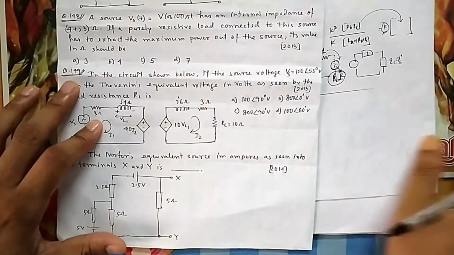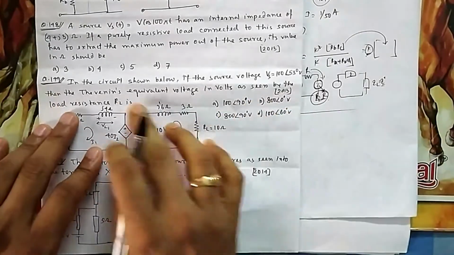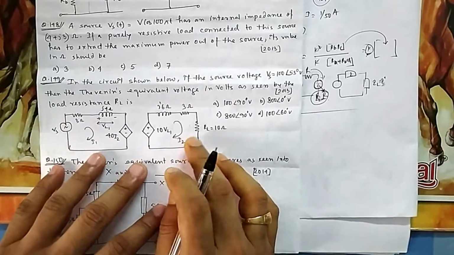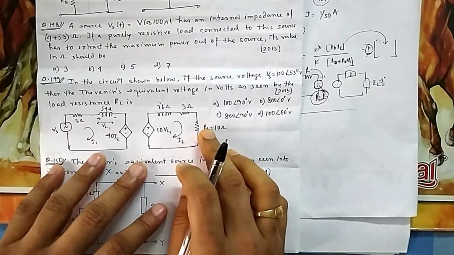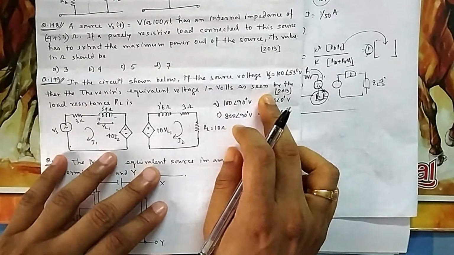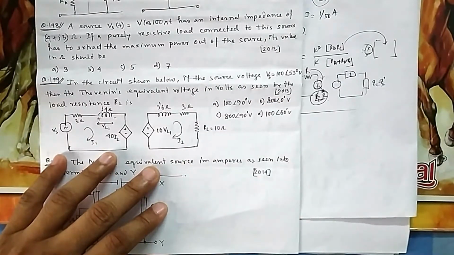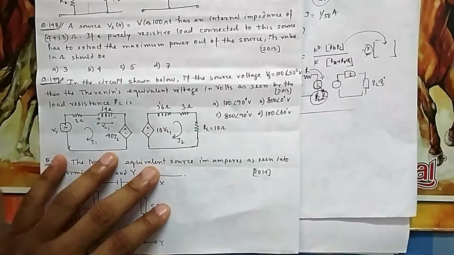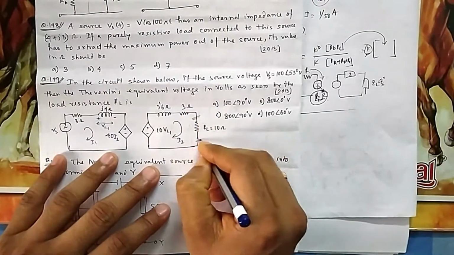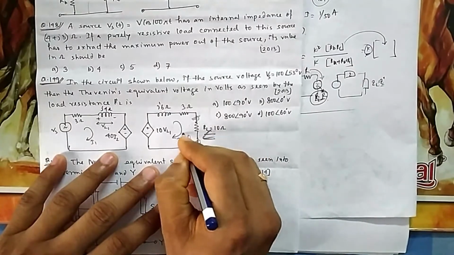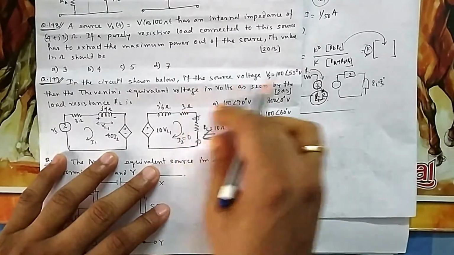In the circuit shown below, the source voltage Vs is this much. Then the Thevenin's equivalent voltage in volts seen by the load resistance is? So how will your load resistance see Thevenin's voltage? You will have to look from this side. If you want to look from this side, you will open this branch and see what is the resistance you are finding here. If you open this branch, then your I2 is 0, simply because you are opening this.